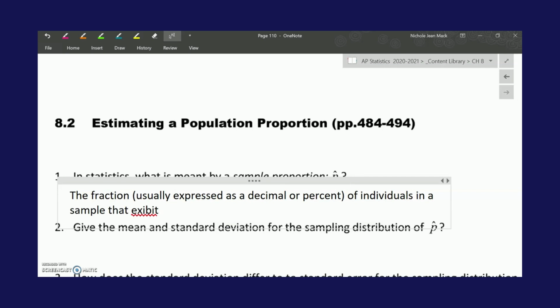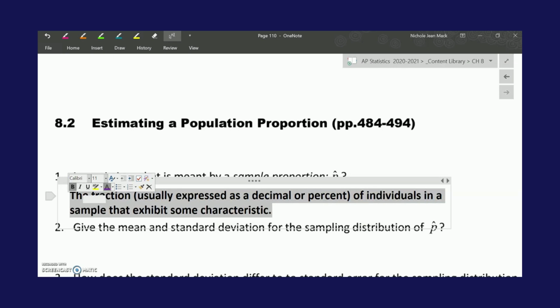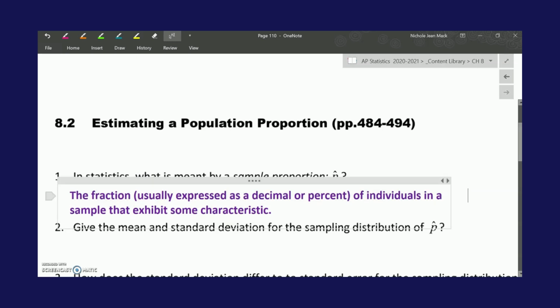I can't even spell exhibit, y'all. Exhibit. Some characteristic. So let's make sure we know what in fact a p hat even is. And it's wearing a hat, so we're making a prediction. It's coming from a sample, it's not coming from the population.